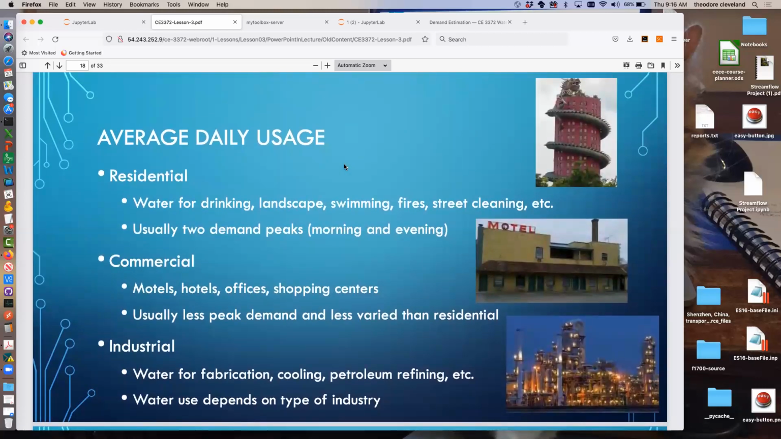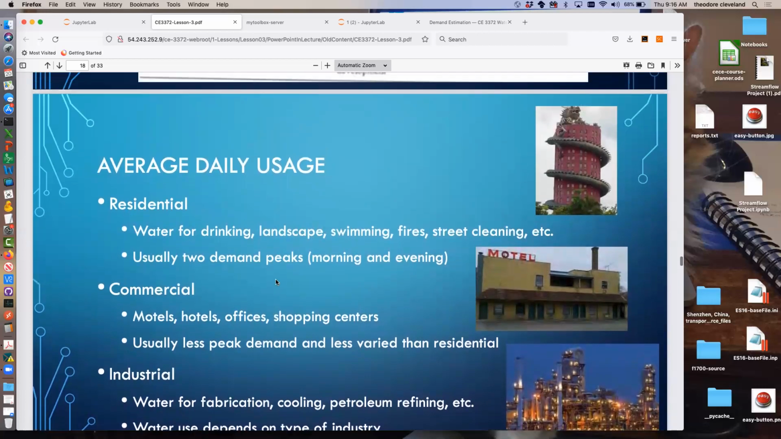And now we want to get to our average daily usage. So our three main categories in an urban area are residential, commercial, and industrial. The residential is drinking water, landscapes, swimming, fires, street cleaning, and so forth. There's usually two demand peaks per day, the morning and the evening.